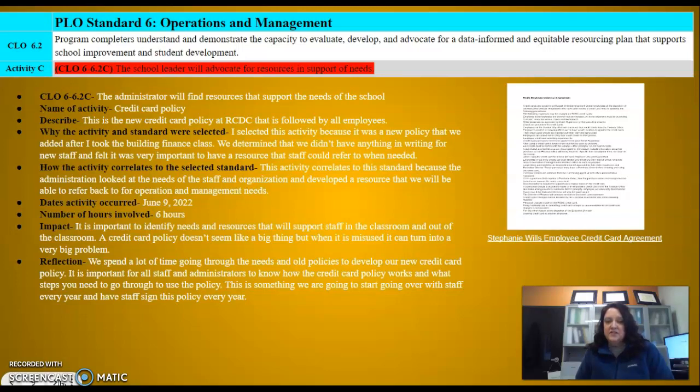This is something we are going to start going over with staff every year and have staff sign the policy every year when we do our new staff orientation, and at our yearly meetings and yearly information sessions where we gather all the information and watch videos about things like bloodborne pathogens and FERPA. We'll also be talking about the credit card policy.